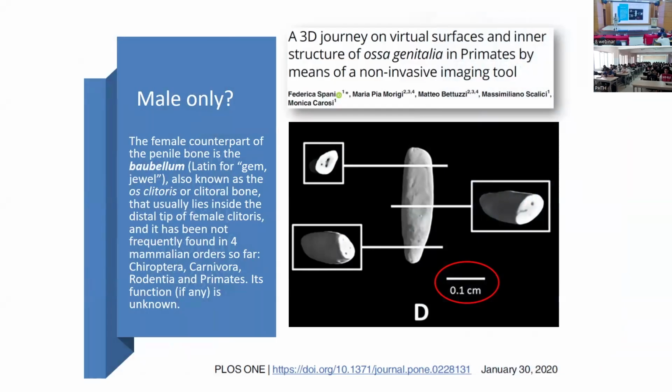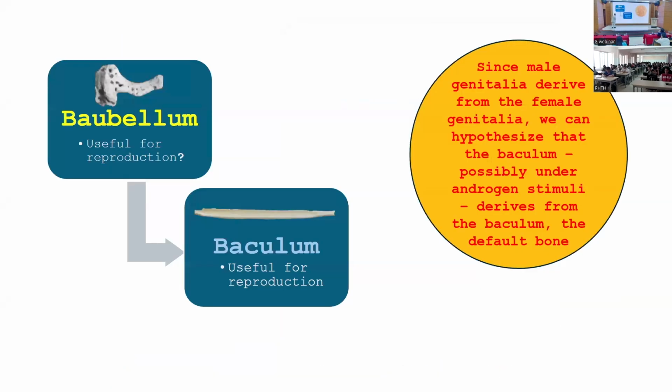But what about female? Human females, do they have a bone in the clitoris? I don't think so, if I remember well. But in the animal, there is. There is a little bone also in the clitoris. The name is baculum. So this is also very interesting, the presence of that bone in the female.